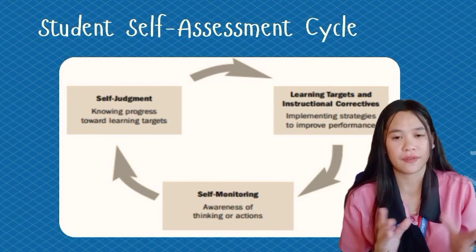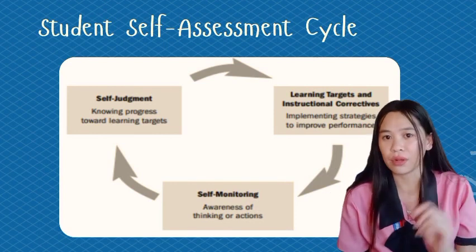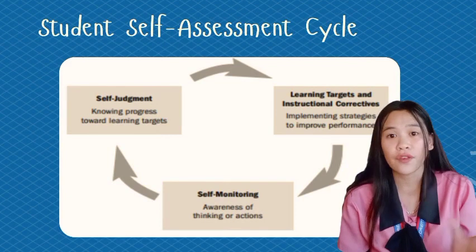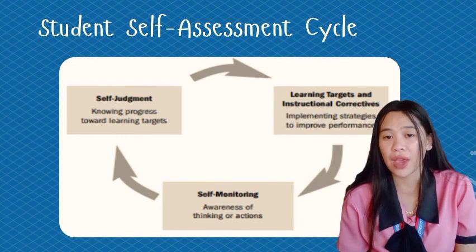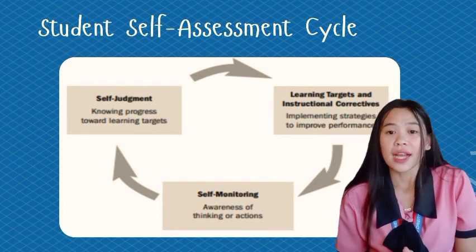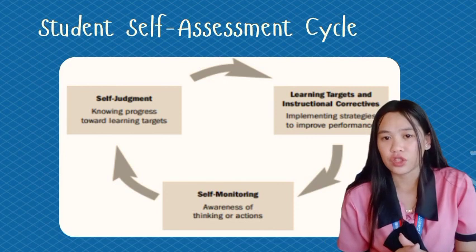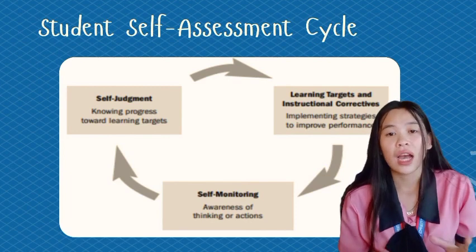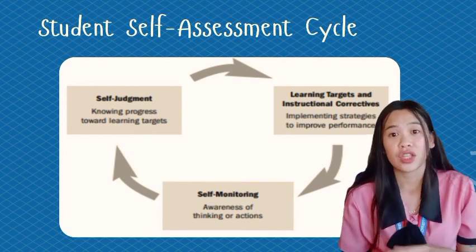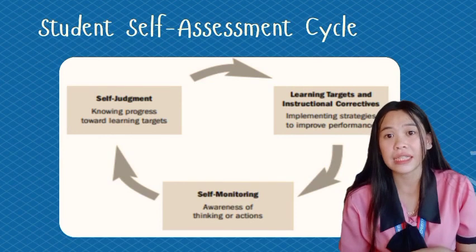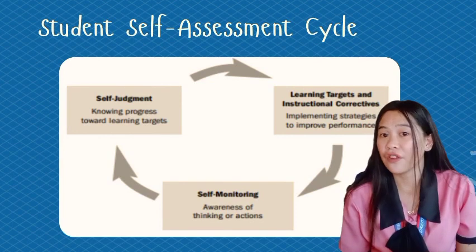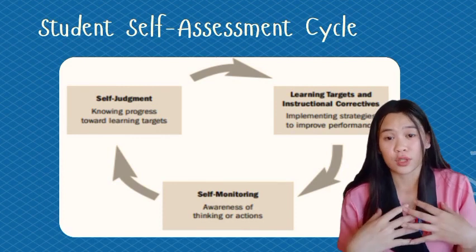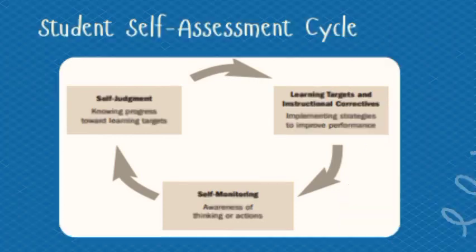As you can see in this figure, first stage is self-monitoring. It is a skill necessary for effective self-assessment, and it involves focused attention to some aspect of behavior or thinking. Second stage, which is self-judgment, involves identifying progress toward targeted performance. And the last stage needs skills in determining learning targets and further instruction that will enhance their learning. The students should be aware of options for further goals and instruction.